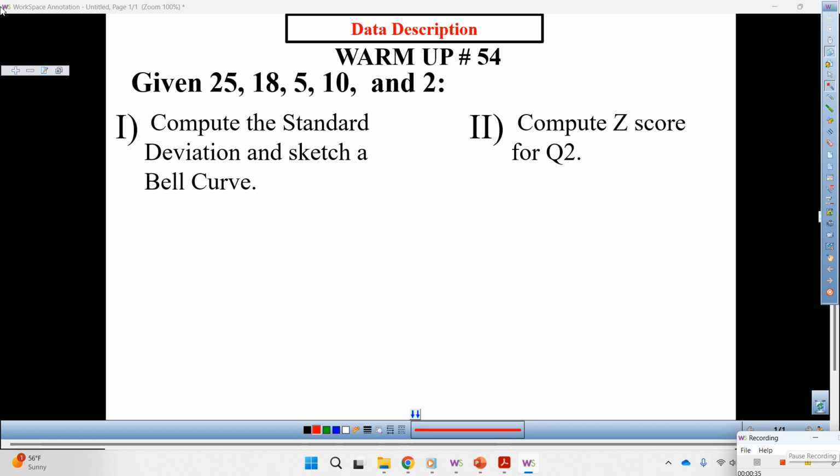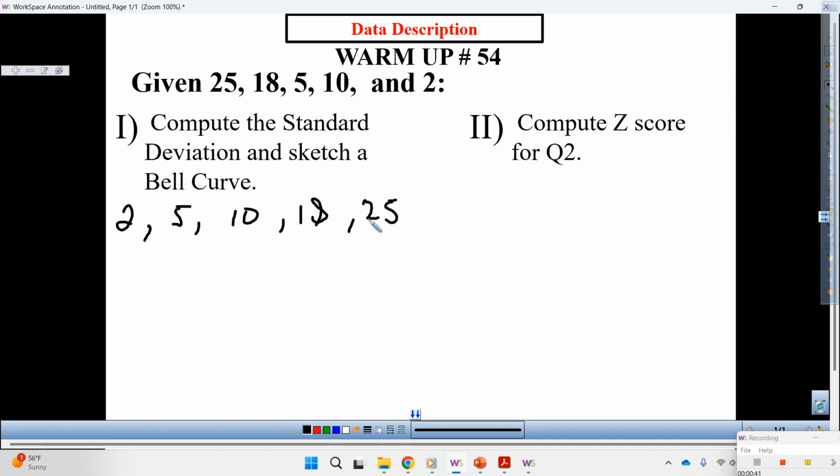Being that it's Monday, I'm going over this warm-up, but I'm going to ask for help from Jay. Jay, what is the first thing you did with this data to get started? Sorting in order. So we got 5. I'm sorry, start with 2. My bad. Jay on clutch. He didn't hesitate. He said sorting in order: 2, 5, 10, 18, and 25. Now, Jay, did you use the shortcut formula, or did you go the long way doing all the work?